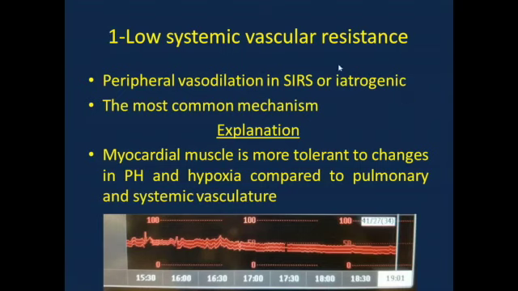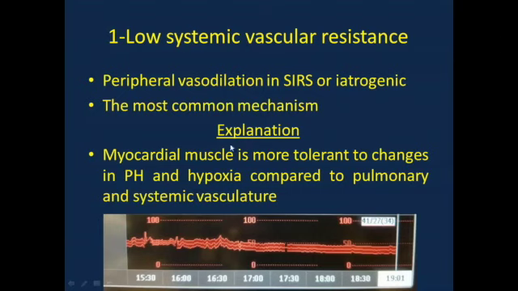Or if you are using vasodilators like Milrinone or sildenafil for pulmonary hypertension on top of low systemic vascular resistance, then the blood pressure might drop even further. The most common mechanism in low blood pressure is low systemic vascular resistance.